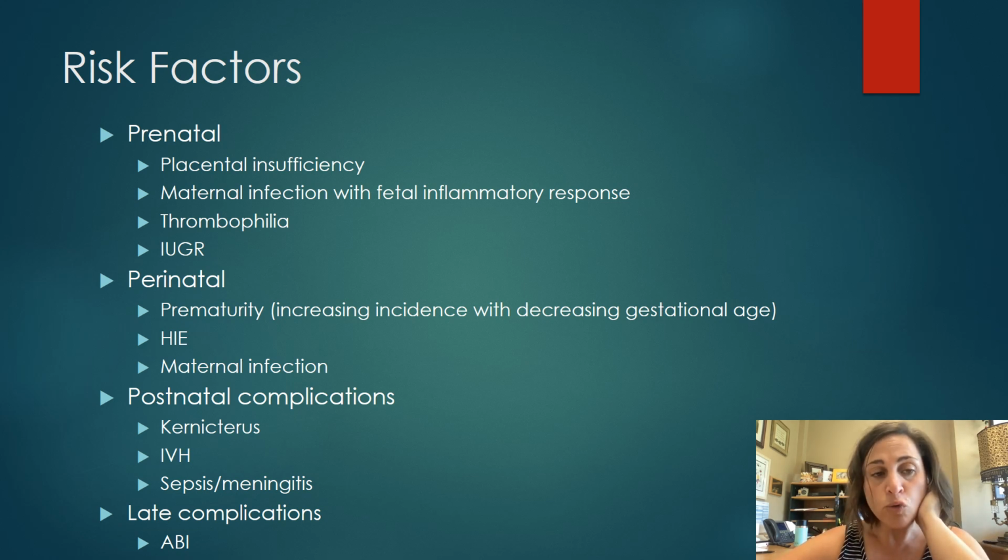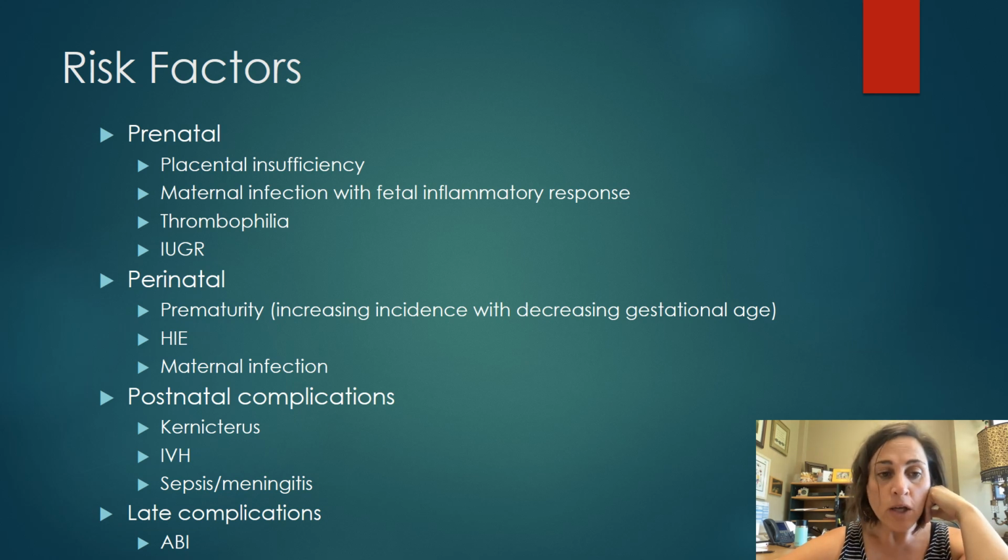The next kind of group we look at is perinatal risk factors. So for the NICU, this is where we would encompass the prematurity. The literature shows us that there are increasing incidents of CP diagnoses with decreasing gestational age. Other things in the perinatal period are things like hypoxic ischemic encephalopathy or maternal infections, so things like chorioamnionitis, other infections that happen around that time of delivery.